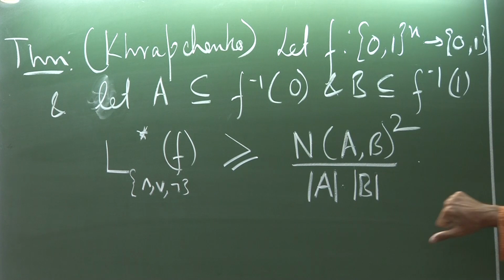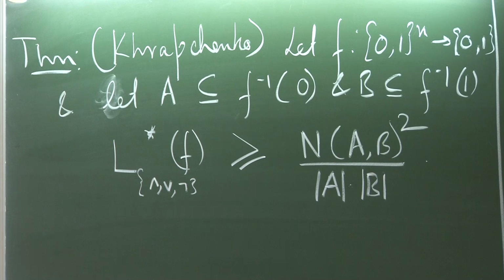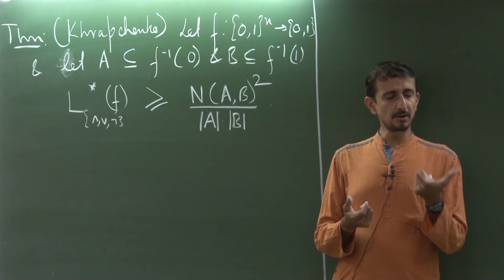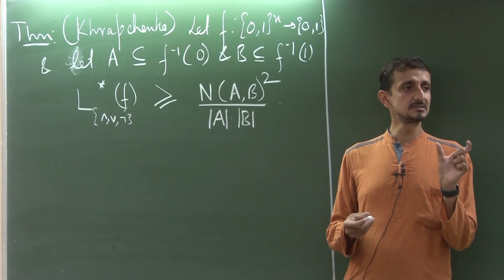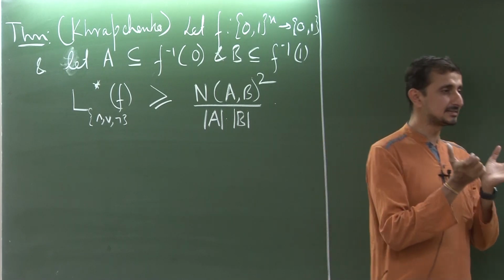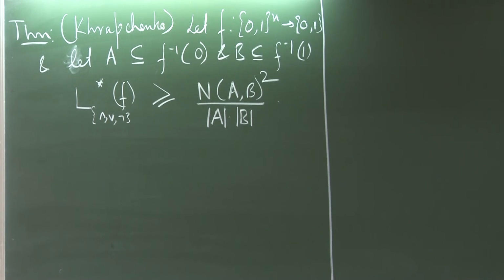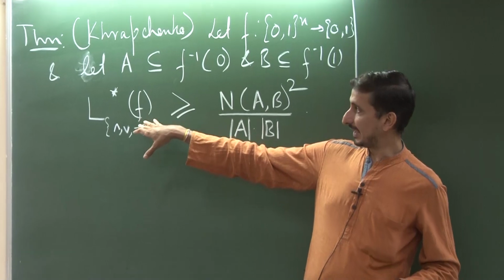So, what we are saying is that n(A,B) is basically the number of tuples from A cross B. The first element of the tuple is from A, the second element of the tuple is from B. So, the number of tuples of the form sigma comma tau such that the Hamming distance between sigma and tau is exactly 1. Intuitively, these are two strings which are almost the same except that they differ in exactly one bit.